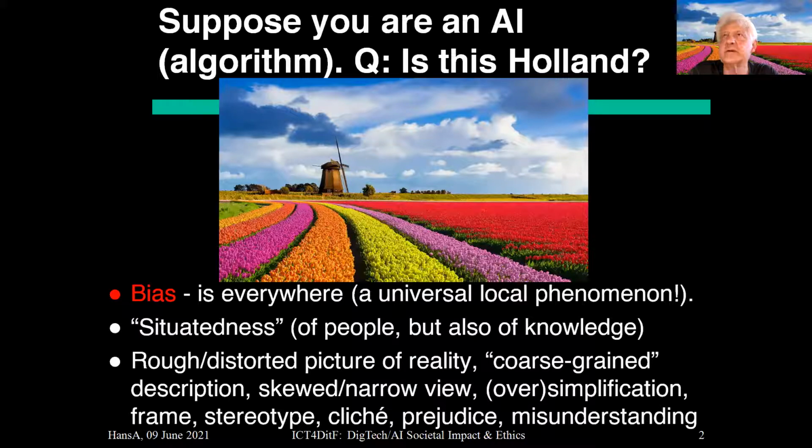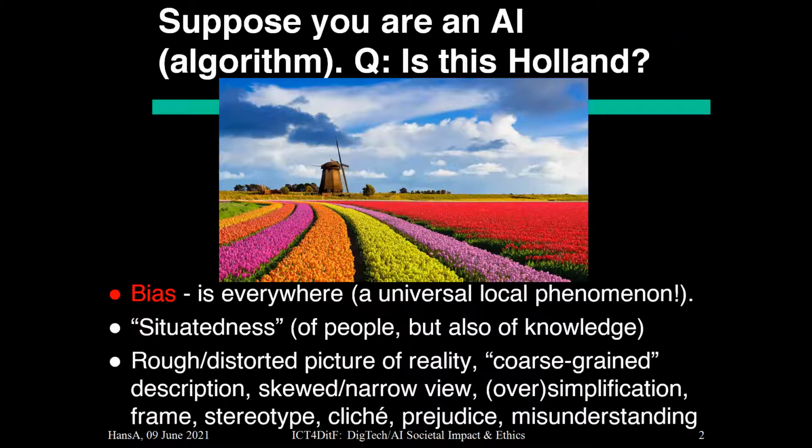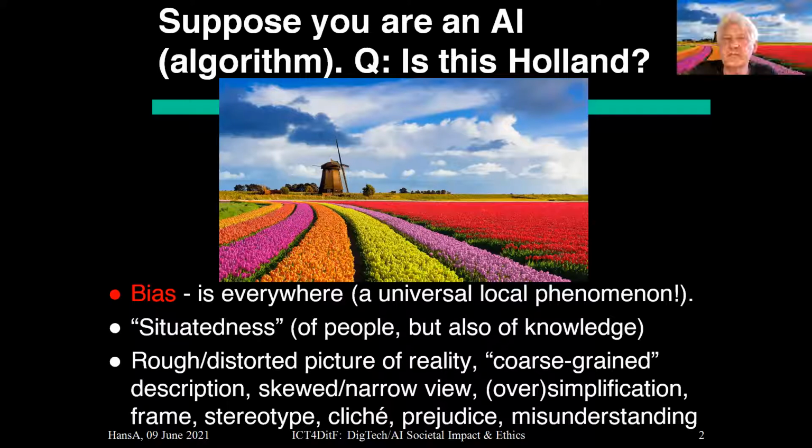Stereotype is a typical term. So this is not the reality of Holland, but it is a stereotype of Holland that they typically use for marketing and tourism. You might also call it cliche. It has to do with prejudice, or it has to do with lack of knowledge or misunderstanding. But whatever it is, it is a form of bias. And bias is a key thing in the consideration of the impact of AI and digital technologies and data technologies in general.